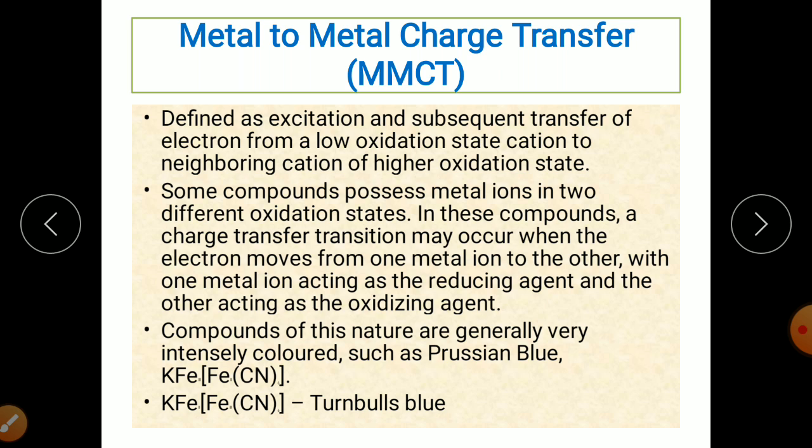because one of the metal ions will be reduced and another one will be oxidized. In the first case, reduction takes place, the electron moves from Fe3 to Fe2, and in the second case, Fe2 to Fe3, oxidation takes place, or an oxidizing agent changes the color of the complexes. In both cases, the transfer of electron is from metal to metal only, but they have different oxidation numbers. Based on lower to higher or higher to lower, oxidation or reduction takes place and forms the metal to metal charge transfer.